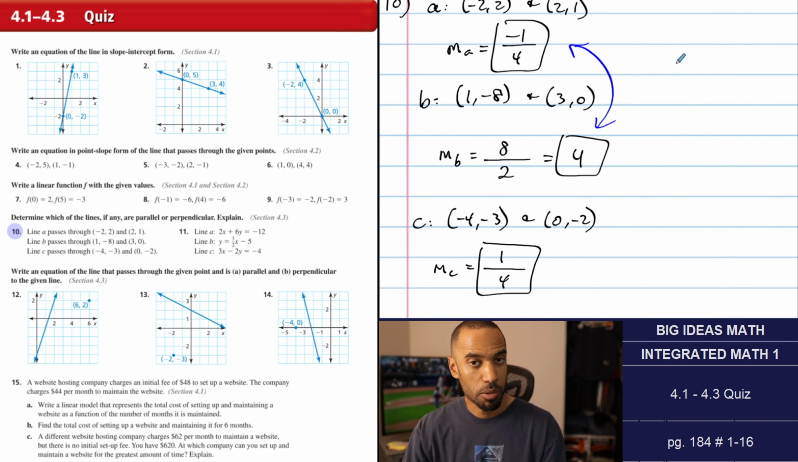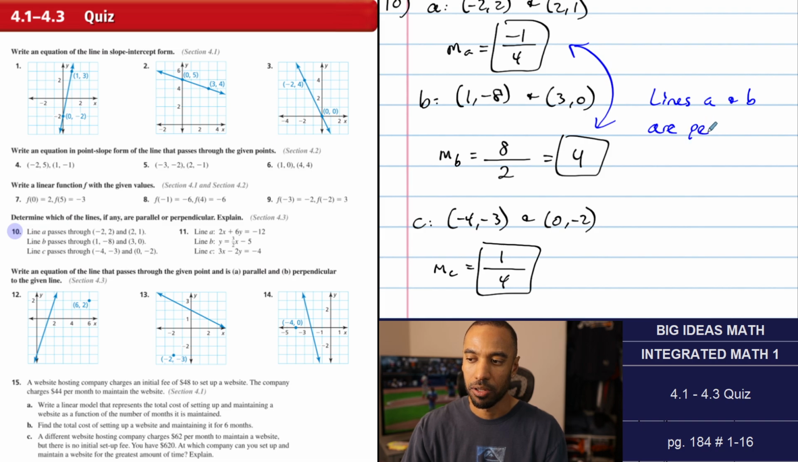The book says negative reciprocals. Therefore, they are perpendicular. Lines A and B are perpendicular. None are parallel, but that is our final conclusion. So comparing slopes, that's what we got.